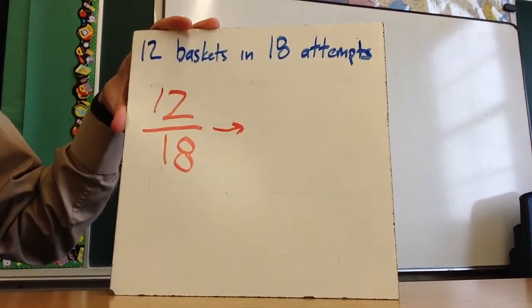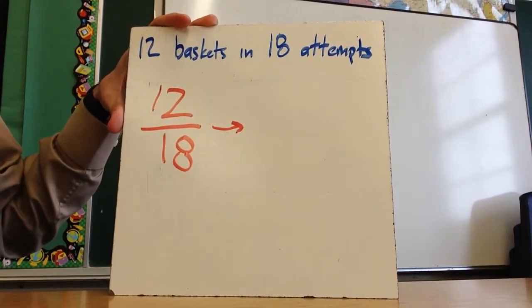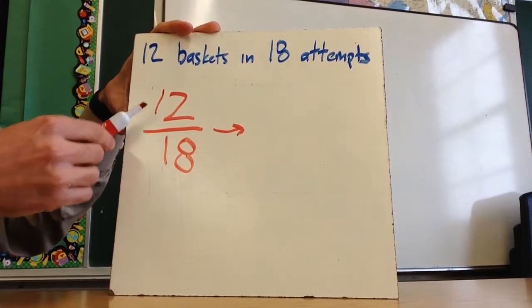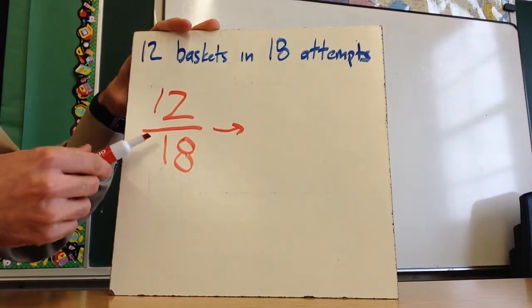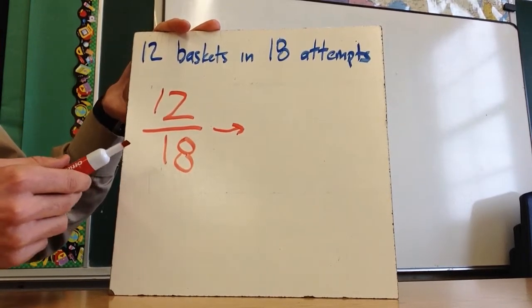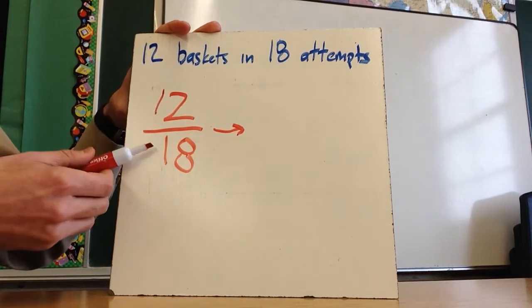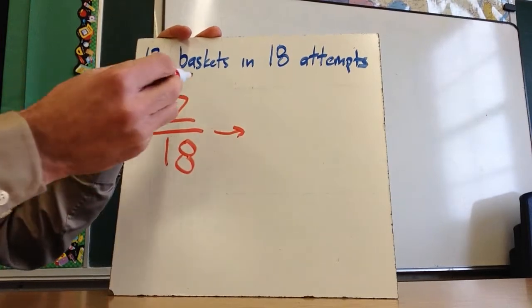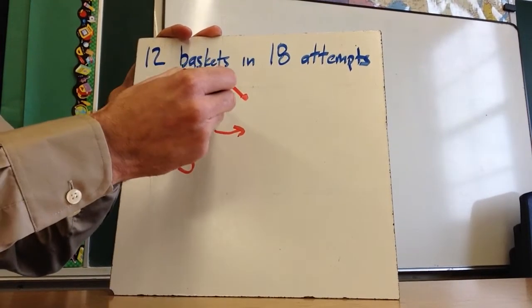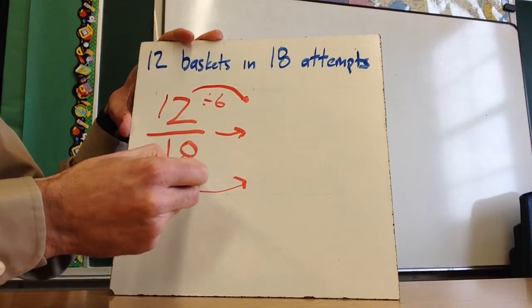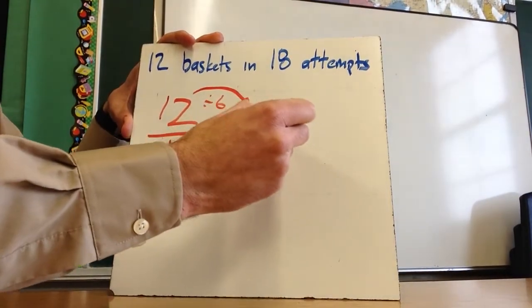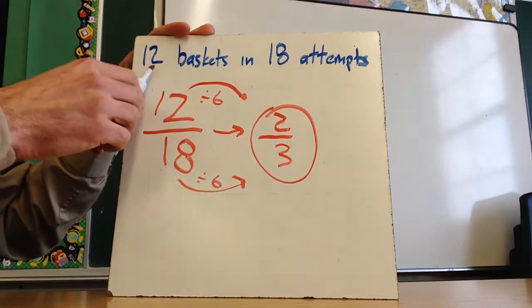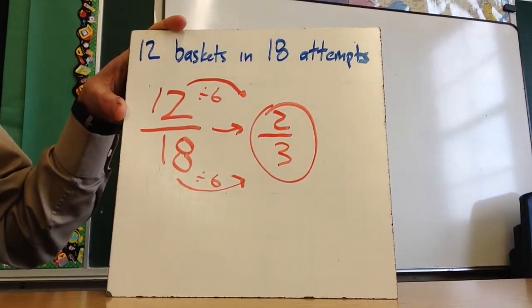Okay, and then what I need to do is reduce this. There's a couple ways to do that. Remember that I have to divide the same number into the top and the bottom of the fraction. Depending on what number you see, you might see that they have a 2 in common. You might see that they have a 3 in common, but the largest number they have in common is a 6. So I'm going to divide the top by 6, I'm going to divide the bottom by 6, and this is going to become 2/3. So the ratio that I have here from 12 baskets and 18 attempts is 2/3.